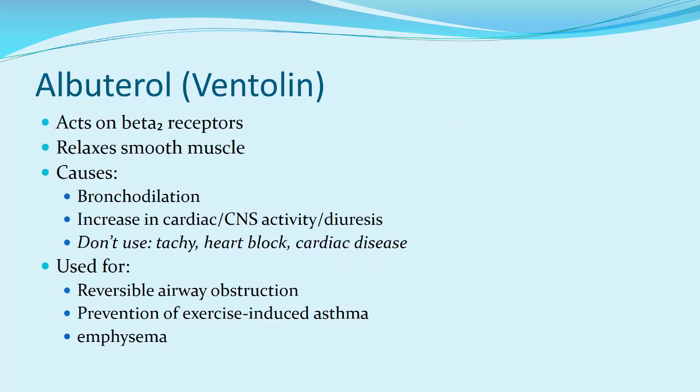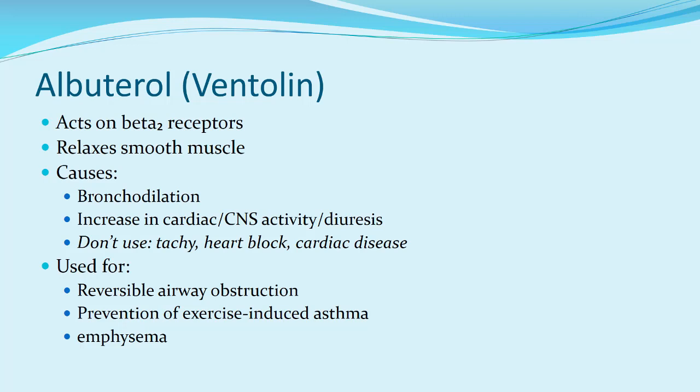Just a quick word about albuterol. Albuterol is the medication of choice for an acute asthmatic attack. It's a rescue medication. Albuterol, when it acts on beta-2 receptors in the lungs, relaxes the smooth muscles and causes bronchodilation. However, it can cause an increase in cardiac and CNS activity, or diuresis.